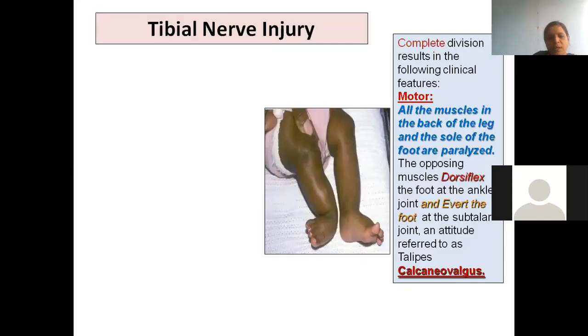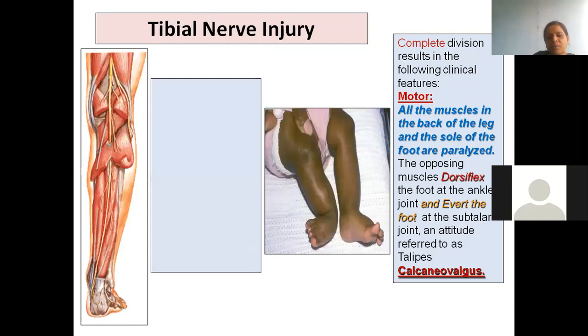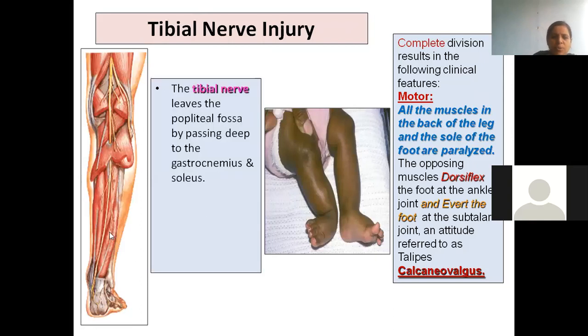Common peroneal nerve and tibial nerve injuries. Common peroneal nerve injury is foot drop. Okay, tibial nerve is supplying which compartment? Posterior compartment. So obviously, if tibial nerve is damaged, you will see all the muscles of the back of the leg and sole of the foot are paralyzed.